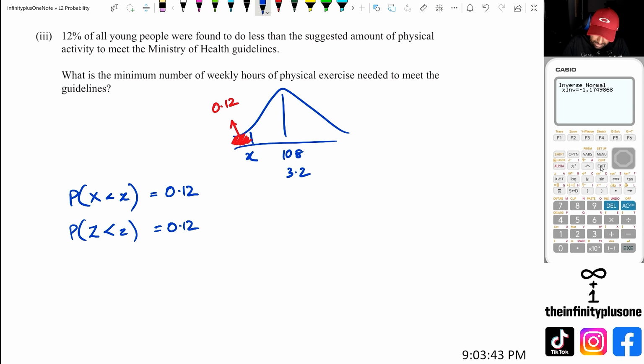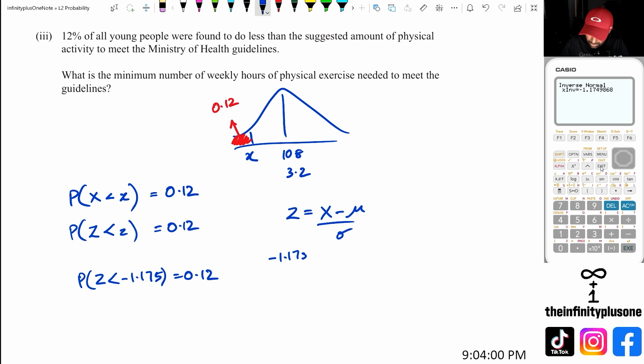And so what I get is probability of z less than negative 1.175 is equal to 0.12. So then we can do z is equal to x minus mean over standard deviation. So we're going to get negative 1.175 equals x minus 10.8 divided by 3.2. Now, if you are one of those folks who find algebra a bit challenging, you could have done the inverse normal that we did before, except you would do it like this. So you'd go 3.2 and 10.8 to get the 7.04.